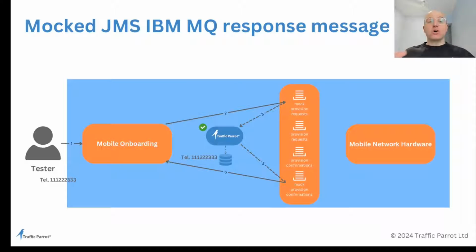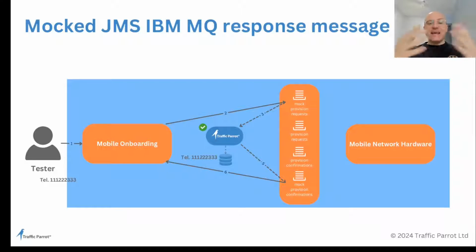And in a mocked scenario, the mobile onboarding application will send a request to the mock provision request queue. It will get consumed by Traffic Parrot. Traffic Parrot will load up the data from its database and send a response to mock provision confirmations, which gets consumed again by the mobile onboarding application. Okay, so in this scenario, there's no communication with the mobile network hardware, and we've set up test data for our hypothetical scenario.